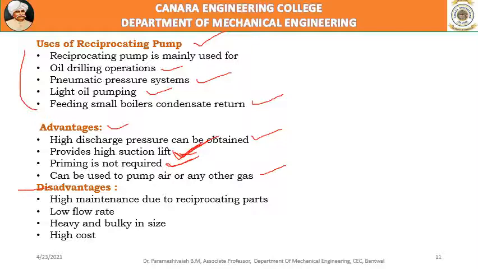Then disadvantages are high maintenance due to reciprocating parts, because it is an arrangement of reciprocation. There will be wear out. Therefore, maintenance is expensive. Then flow rate is less. The amount of water or fluid delivered is less. Discharge is less. Heavy and bulky in size compared to centrifugal pumps. It is heavy in size, bulky, and the cost of these pumps is very high. These are some disadvantages of reciprocating pumps.